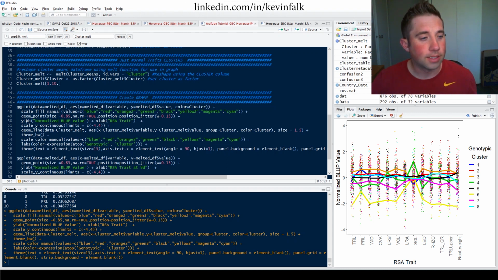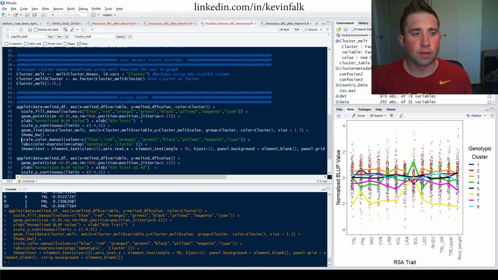And then the line itself, so I use the cluster melt data frame, and then for aesthetics, the same variable and value. I grouped it by cluster, so those are the different grouping variables here in the legend. I colored by cluster as well, and then you can change the size of that line as well. I have it set at 1.5, but that's changeable. The theme is black white, so that's just the background and the color, and if you've used ggplot before, you know how to change the theme.